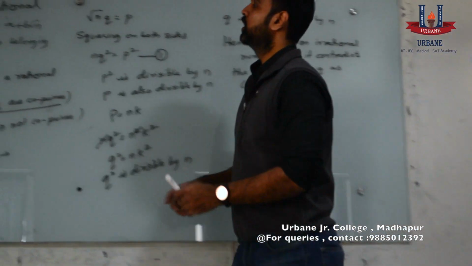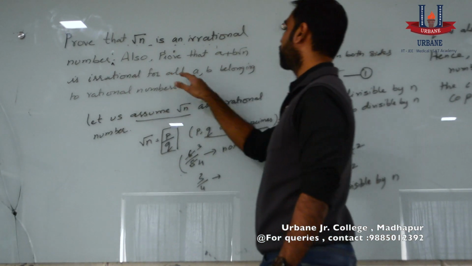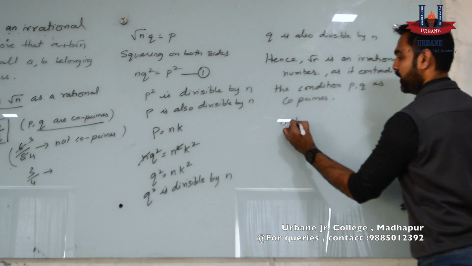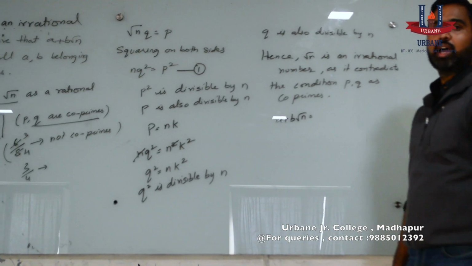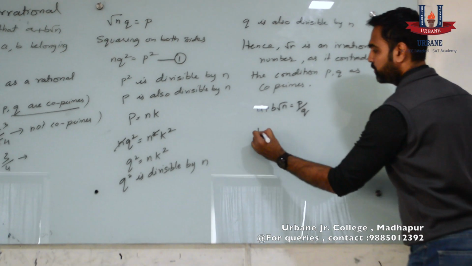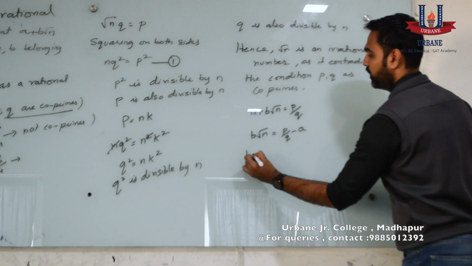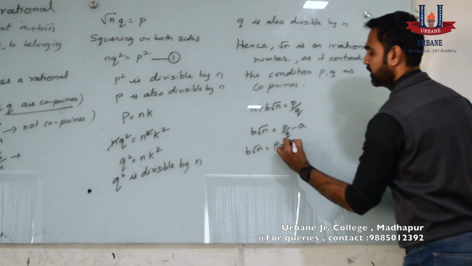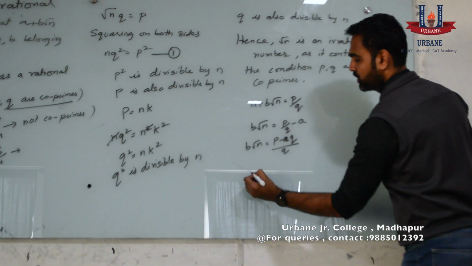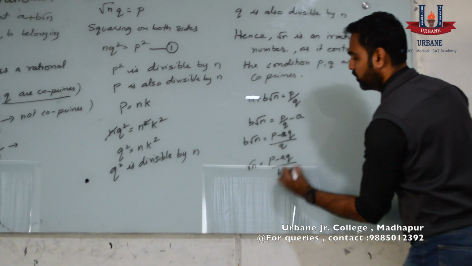Now let's prove the second part of the question, that is a plus b root n is irrational for all rational values a and b. Let's assume a plus b root n again as some rational value. Let's consider p by q again. Now let's simplify this. We get b root n is equal to p by q minus a. We get b root n is equal to p minus a q by q, which gives us root n is equal to p minus a q by b into q.